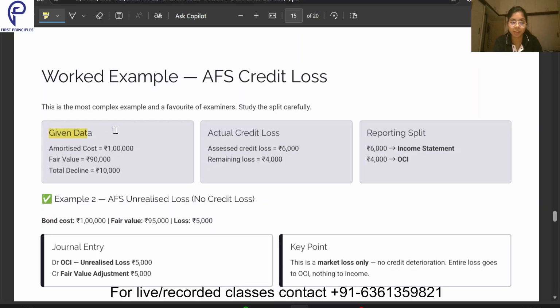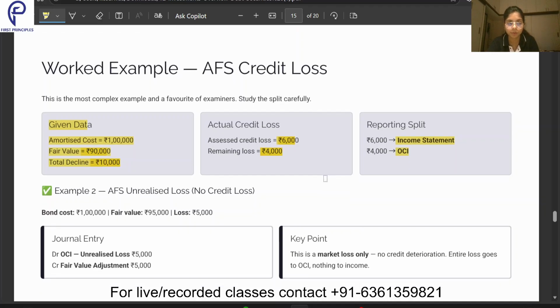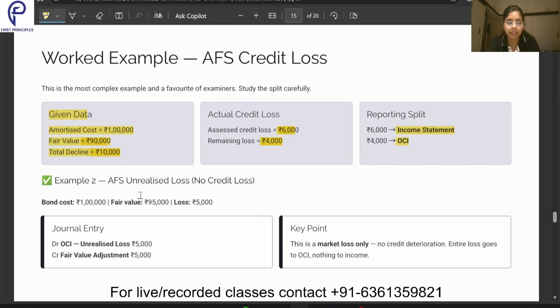So data is given over here to us, amortized cost is given to us, 90,000 is the fair value, and the total decline in the value is 10,000. Fair value is now becoming 90,000 and the total decline is 10,000. But when we assessed the credit loss, it came to 6,000, and the remaining loss is 4,000. So this 6,000 will go in my income statement immediately, but this 4,000, this unrealized loss, will go to my OCI, and the credit loss will go directly in my income statement. So in case of AFS, unrealized loss will be there when there is no credit loss.